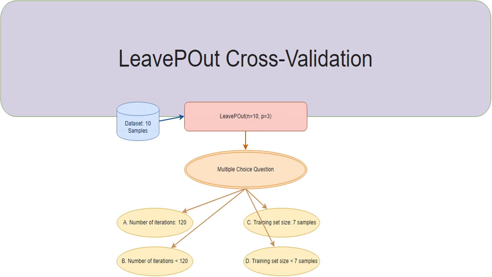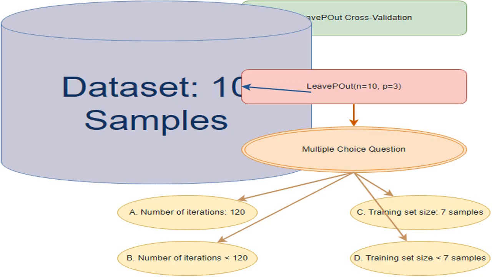It's called LeavePOut cross-validation, which cleverly divides our data into training and testing sets in many different ways. This tells you how much data we have: 10 samples to work with. That's the entire pool of data we'll use to build and assess our model.